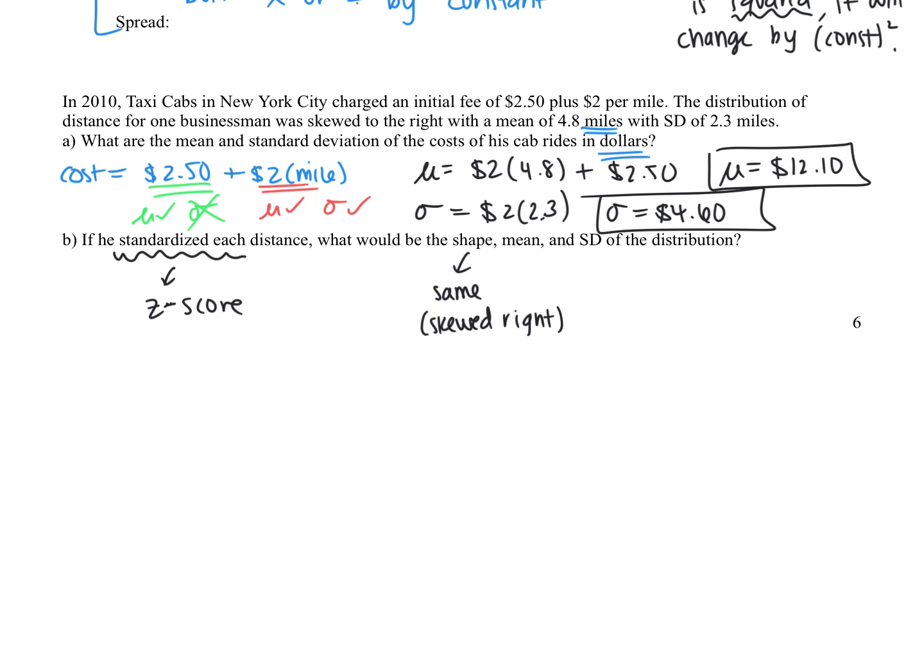If we standardize, though, there's going to be some observations above the mean, some below the mean. So when we standardize, it will give us a mean of 0 and a standard deviation of 1. So that is important. For z-scores, if you convert the entire distribution to z-scores, you're always going to get a mean of 0 and a standard deviation of 1.